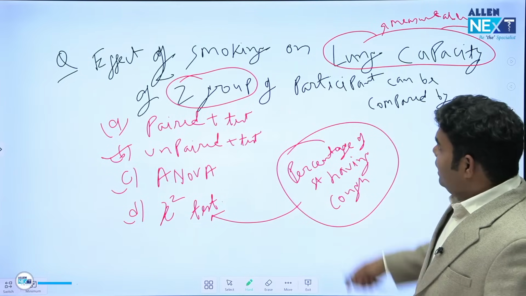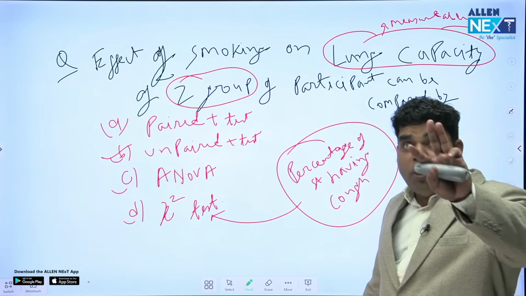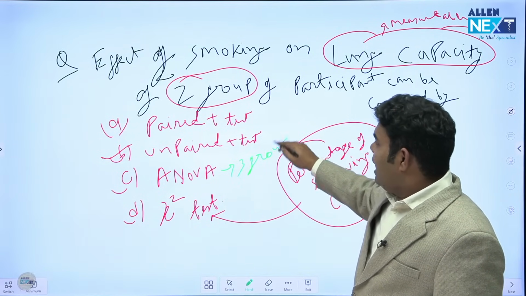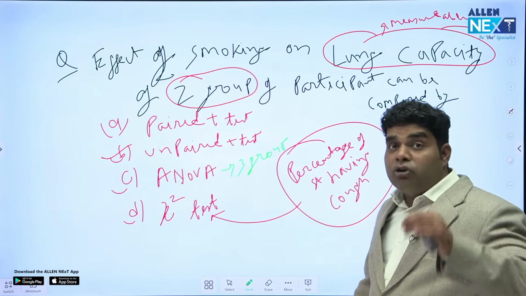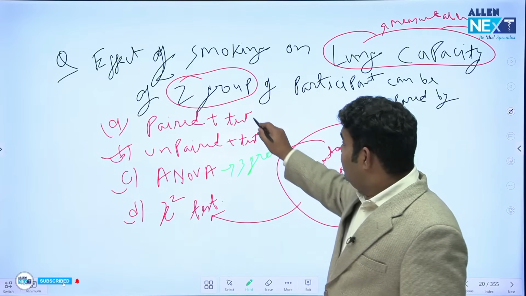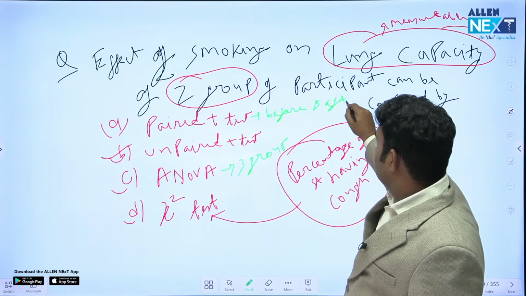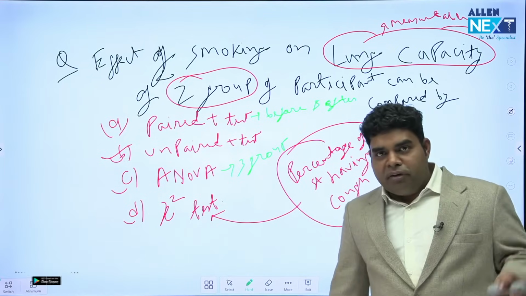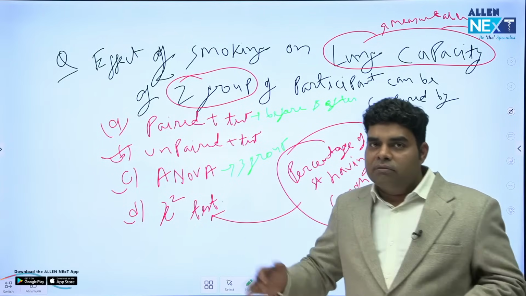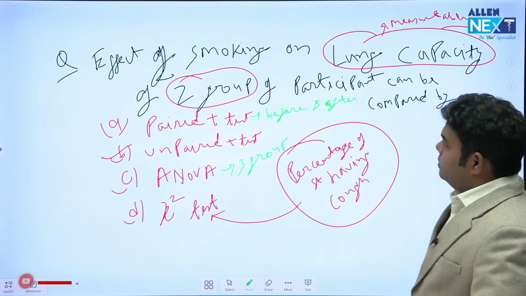In the same question, if I am trying to find the effect of smoking on lung capacity of 3 groups of students, 3 groups, the answer will be ANOVA. And if I ask the effect of smoking on lung capacity before and after smoking, the answer will be paired t-test. So, my dear friend, this is one type of question from which they can ask all the 4 things. I hope this concept is clear to all of you. Okay. Now, let's move ahead.